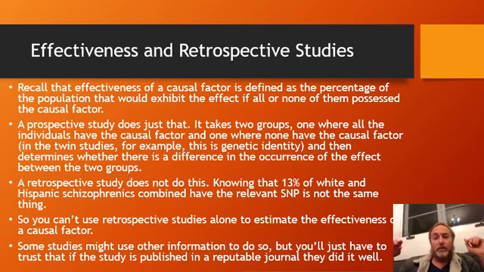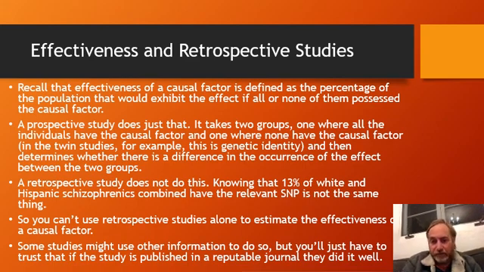It takes two groups, one where all the individuals have the causal factor, they all have genetic identity, and one where they don't, the dizygotic twins. Then you determine whether there's a difference in the frequency of the effect between the two groups. A retrospective study can't do this, unfortunately. So knowing that 13% of white and Hispanic schizophrenics have the relevant SNP, it's just not the same thing. So you can't use retrospective studies alone to estimate effectiveness of a causal factor.